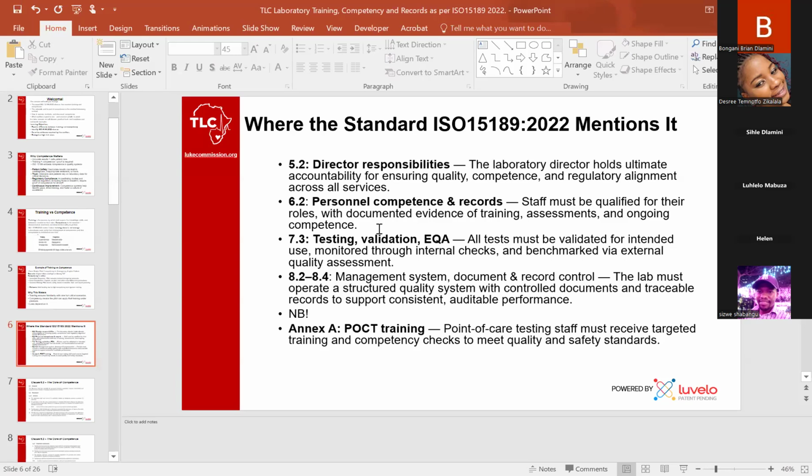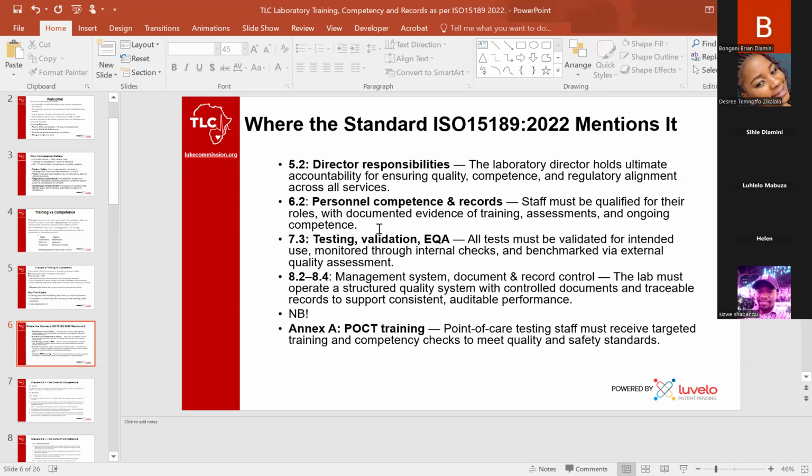Then 7.3, which now comes into your process, your examination phase. Testing, validation, EQA. All tests must be validated for internal use, monitored through internal checks, and benchmarked via external quality assessment. Okay, competent people have to drive this. Okay, 8.2 to 8.4, here's your management system, document and control records. The lab must operate a structured quality system with controlled documents and traceable records to support consistent, auditable performance.